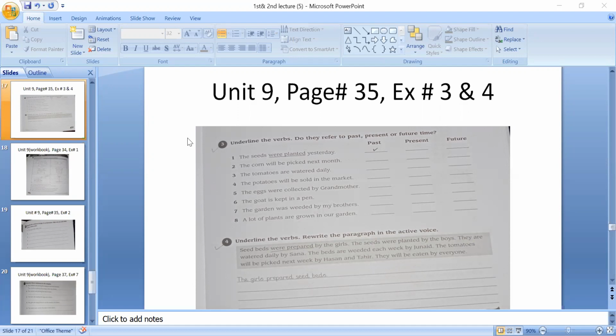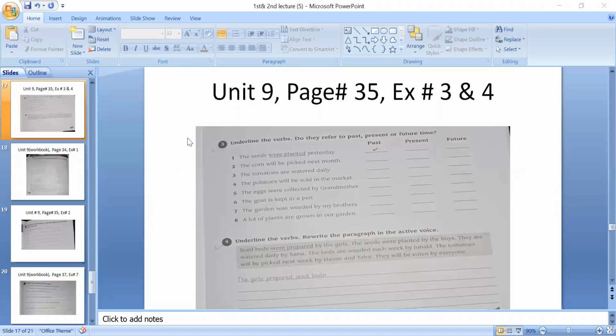It's future. No, beta, it's not future. It is present. Are watered. You have to underline only these two words. Are you saying number 4 or number 3? You have to underline only these two verbs: are and watered. Yes, miss, I was saying number 4, I thought you were asking number 4. Beta, I'm asking about number 3. The tomatoes are watered daily.